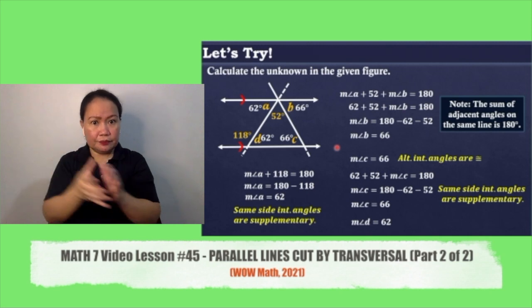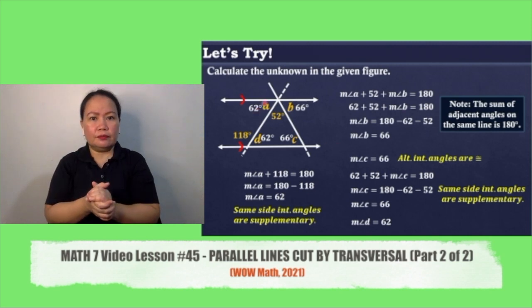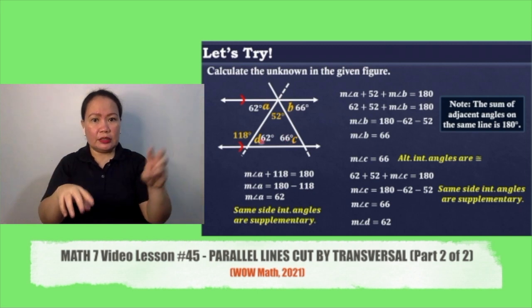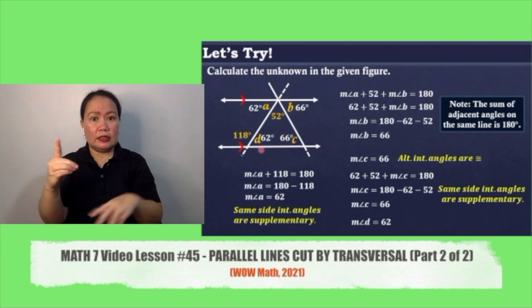So therefore, the measure of angle A is 62 degrees, your B is 66 degrees, your C is 66 degrees, and your D is 62 degrees.